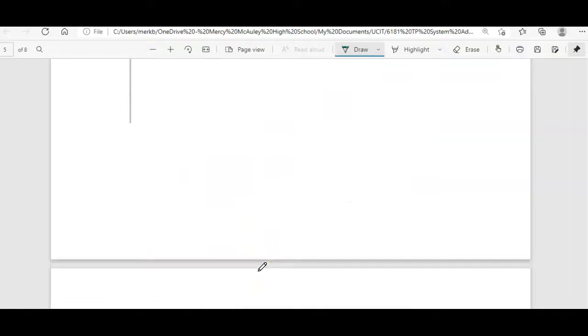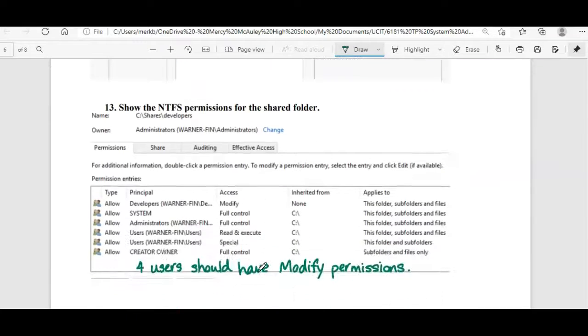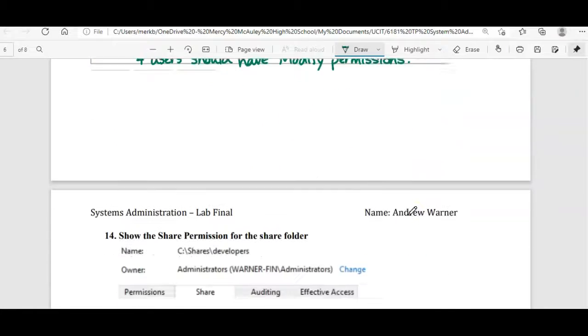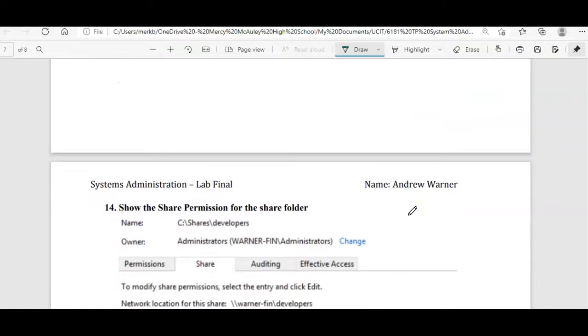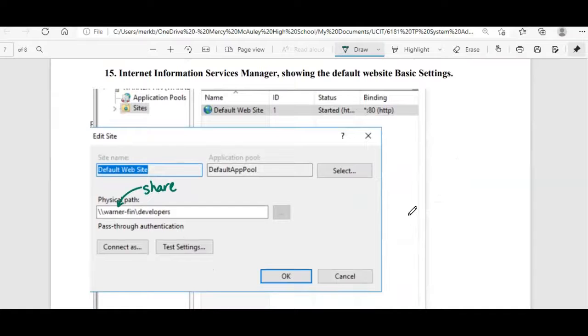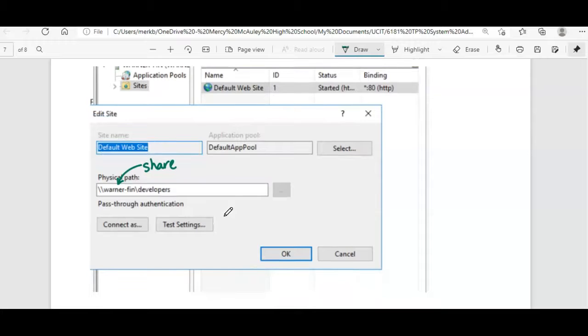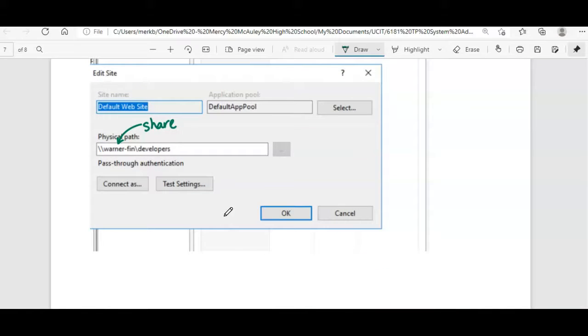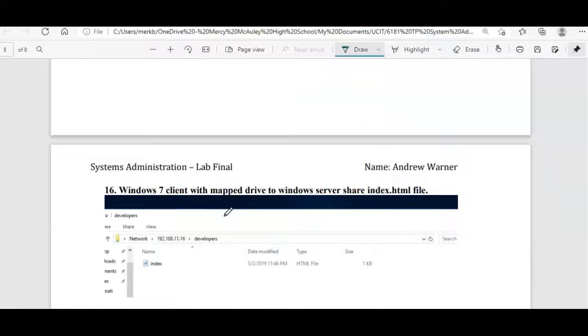Number 12 was fine. Number 13 ran into a problem again. 4 users should have modified permissions. I could not see that. Fortunately, his developers group had the proper access, though. Moving on down to number 14, it was fine. Number 15, I feel like this should say share right here, not Warner Finn. Perhaps I'm wrong about that, but I think it needs to say share. And then it worked, though, in the end.